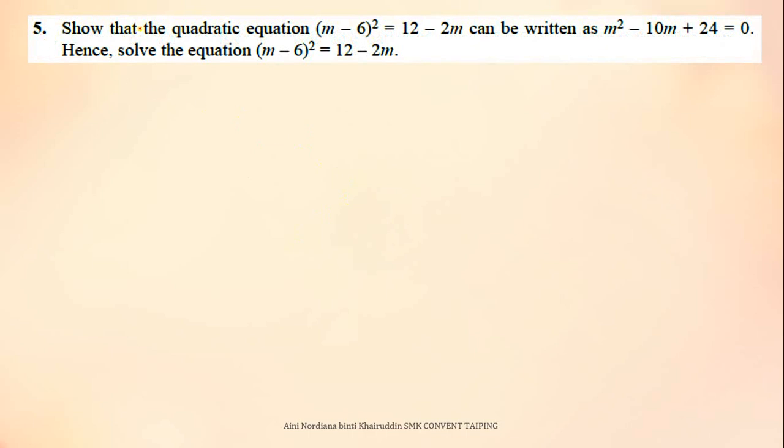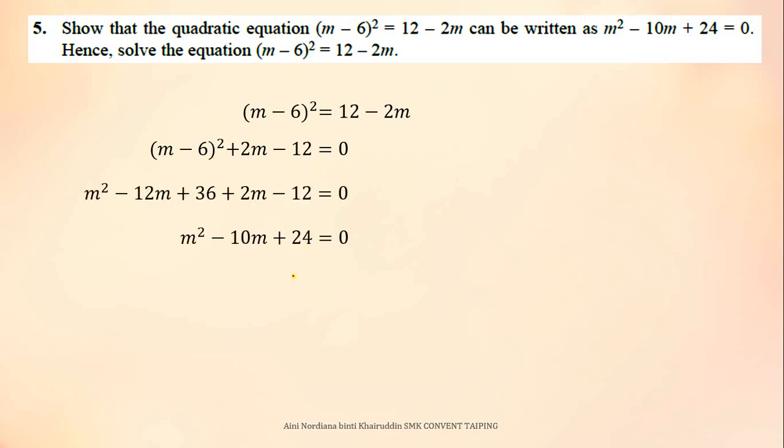Next, for question number 5, show that the quadratic equation can be written as m squared minus 10m plus 24 equals to 0. Hence, solve the equation. So this is the equation. This is actually in the general form of quadratic equation. So you just do like previous, expand and then write in the general form. So this is the general form for quadratic equation.